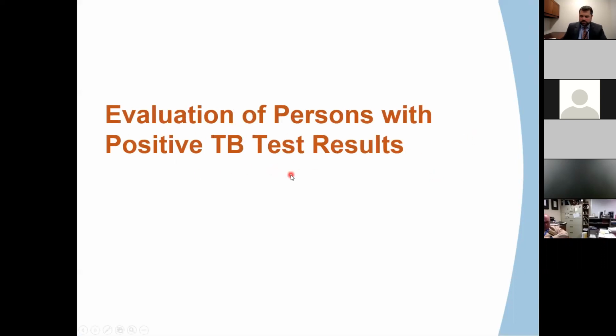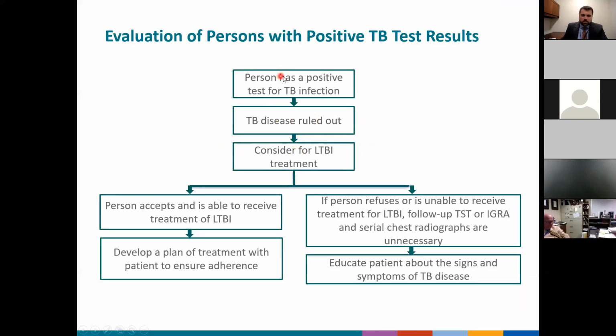Evaluation of persons with positive TB test results. So a person has a positive test for TB, and the first question is, do they have active TB? Do they have symptoms that would say they have active TB at the time, where they could be infecting people? Consider latent TB treatment. Now, the person accepts and is able to receive treatment. Some patients will say, well, I don't think I have that, or I'm not going to take treatment for that. And this is something to discuss with the patient. Develop a plan of treatment with the patient to ensure adherence. If the patient refuses or is unable, then follow up with a skin test or IGRA and serial chest radiographs.